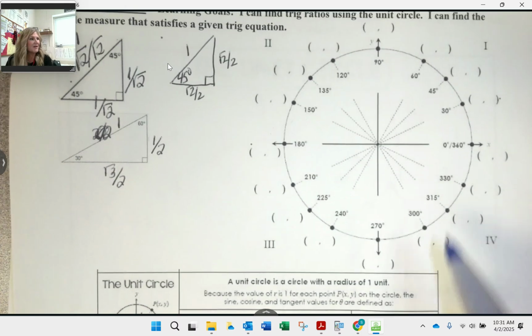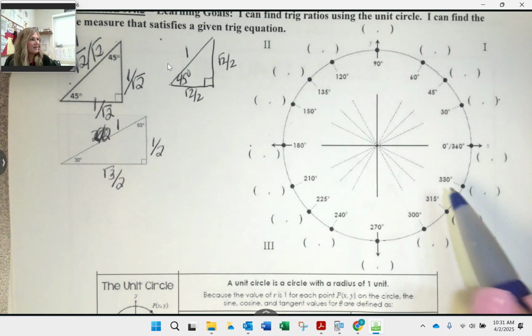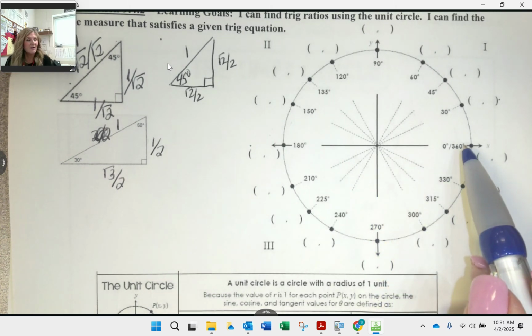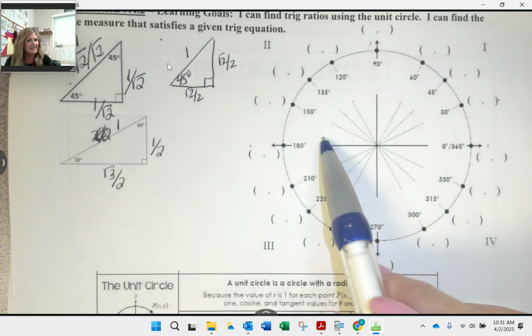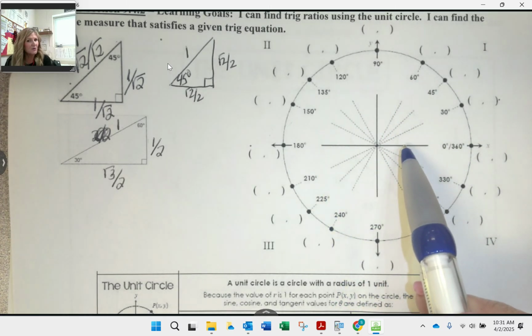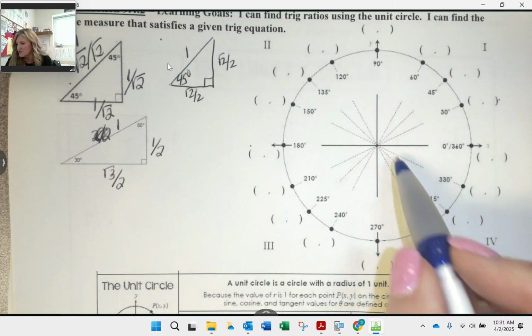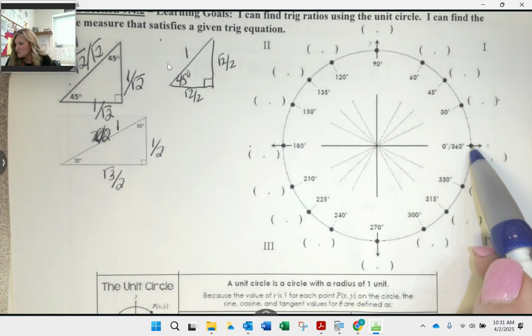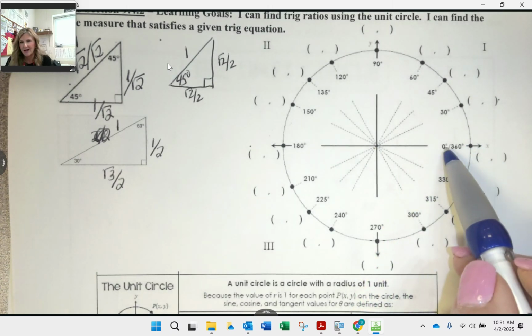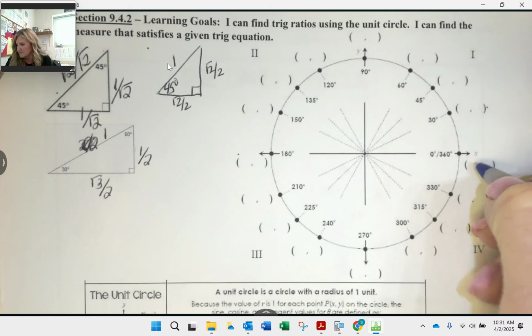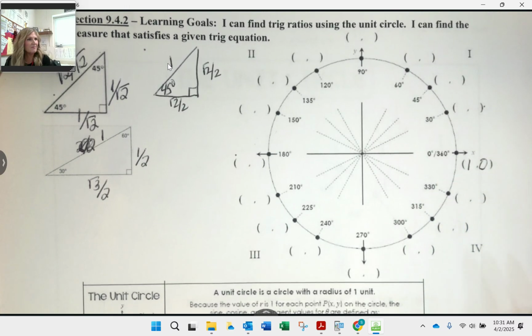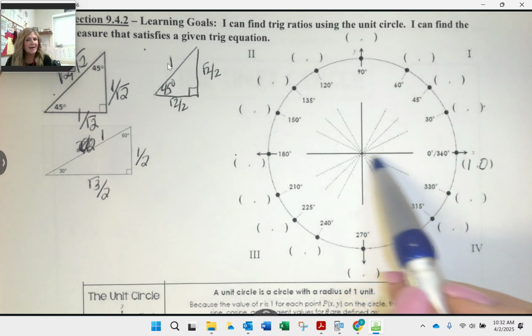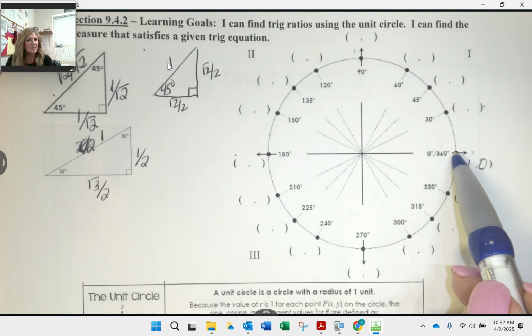All right, let's go up here and get some points on the circle. Guys, the easiest ones to find are the ones that are quadrantal. Those are the ones that lie on the axes. So we have a unit circle. The radius is 1. So if the radius is 1, what is this point right here at 0 or 360? 1, comma, 0. Okay? Because we're going out 1 unit in the x direction.